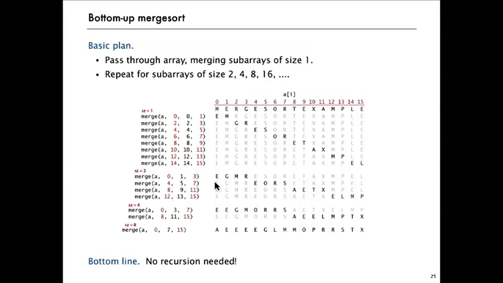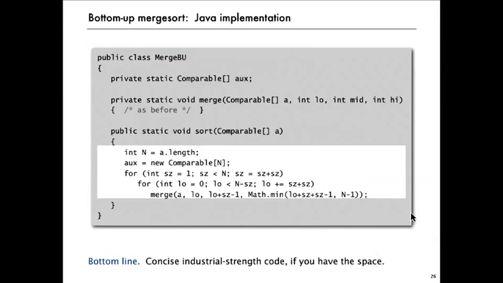Then in another pass through, we can take the EM and the GR and merge them together to make EGMR, and the ES and the OR, merge those together to make EORS and so forth, and we have 4 subarrays of size 4. One more pass makes 2 subarrays of size 8, and then the last pass is just a sorted array. The bottom line in this is a sequence of passes through the whole array, and there's no recursion needed at all. It's extremely easy to code up, as you can see from this code.